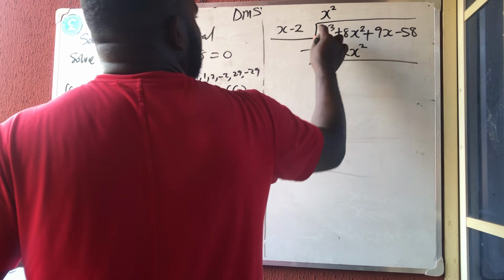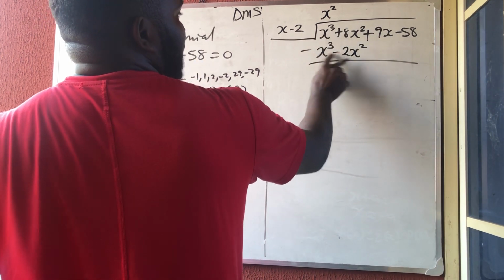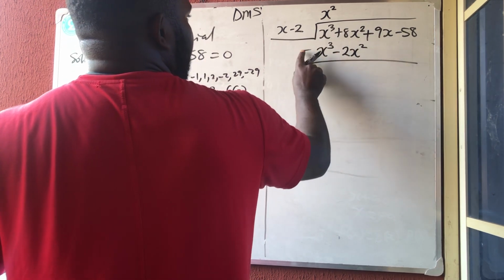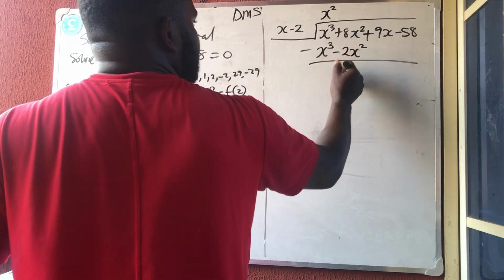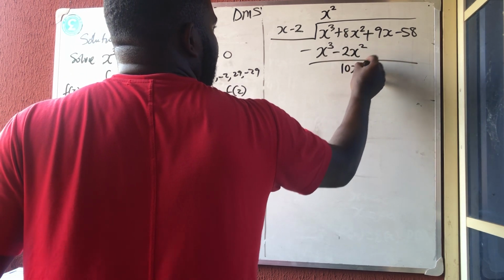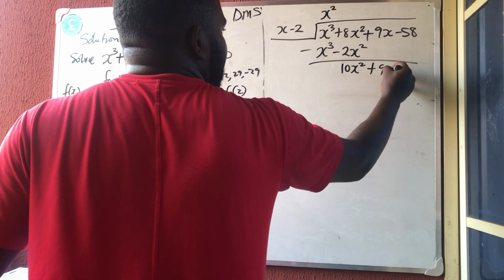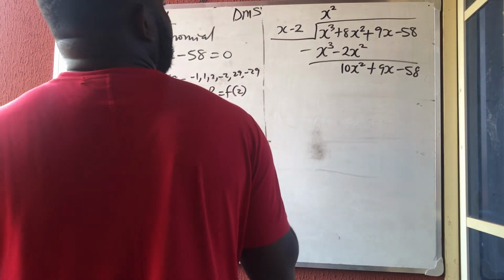So let's subtract. This minus is 0. Minus minus, I told you the minus must affect everybody down. Minus minus plus, 8 plus this, I'm having what? 10x squared. Bring down these terms, plus 9x minus 58. So the next thing is what?